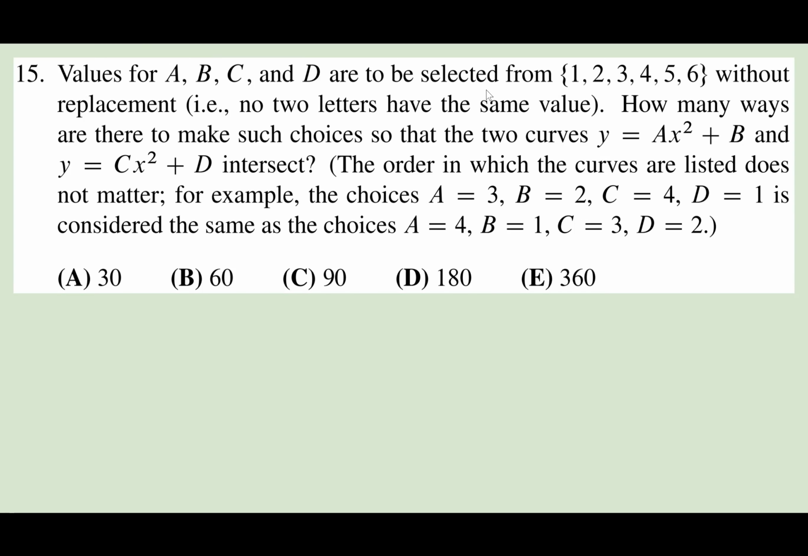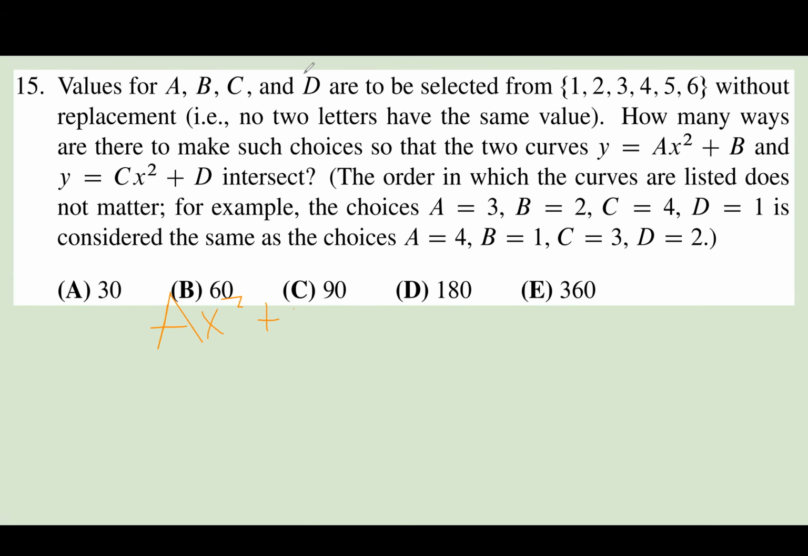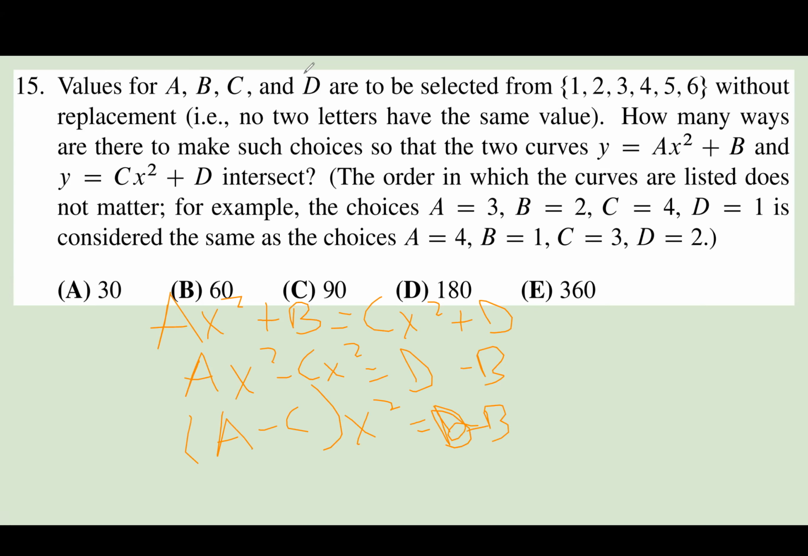So in order for that to work, ax squared plus b has to equal cx squared plus d, right? But that means that ax squared minus cx squared has to equal d minus b, which means a minus c times x squared equals d minus b, or x squared equals d minus b over a minus c, right?